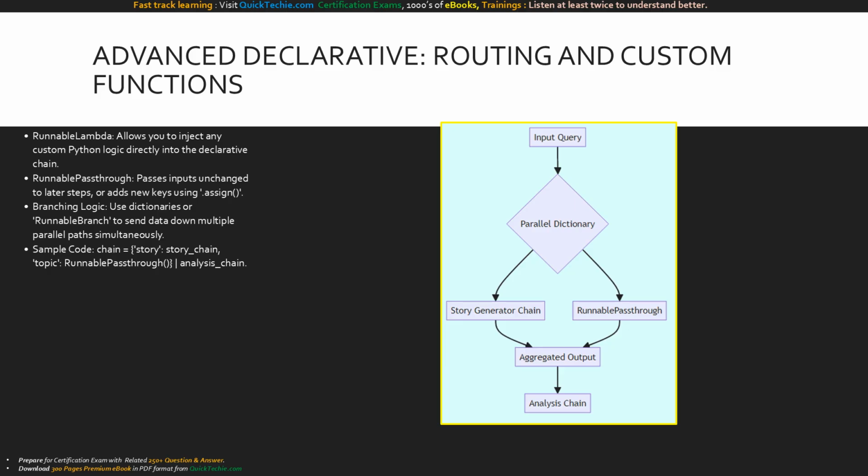Runnable Passthrough is incredibly powerful for managing state. It allows you to pass initial input straight through the chain unchanged, or you can use its .assign method to append new generated data to your existing dictionary of variables.